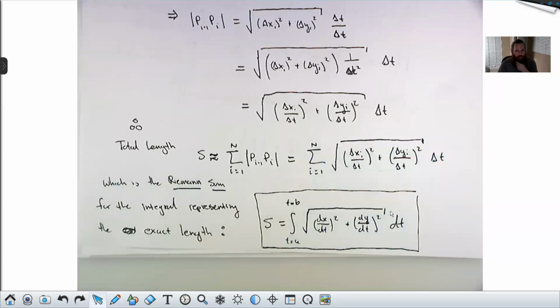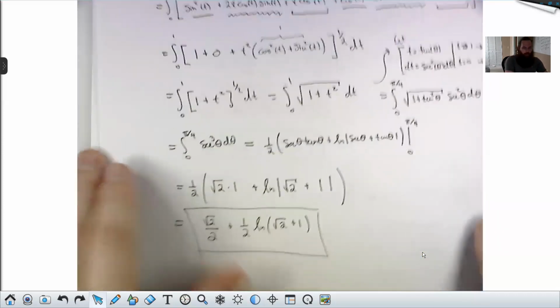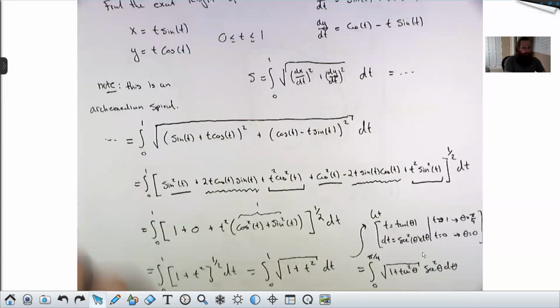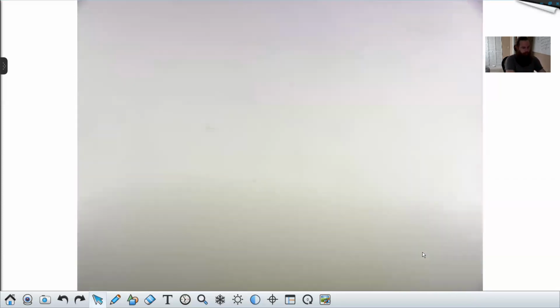Right? Delta t becomes dt, delta x over delta t becomes dx dt, delta y over delta t becomes dy dt. These guys are still squared, they're still added up, and they're still under a square root. The integral is running from a to b. So the exact length of the parametric curve, x equals x of t, y equals y of t, from t equals a to t equals b, is this guy. So this is what you need to remember from the arc length stuff. I did do a calculation. We found the length of this guy.